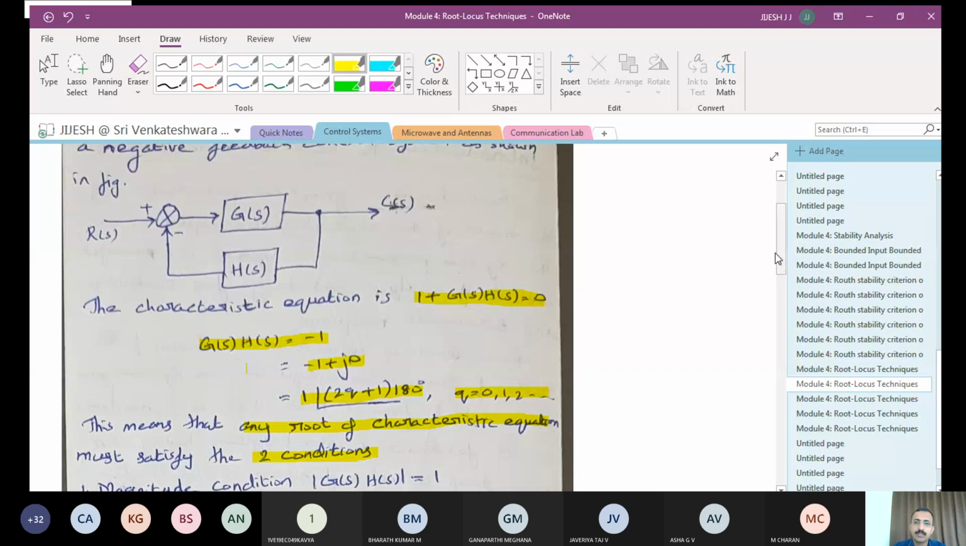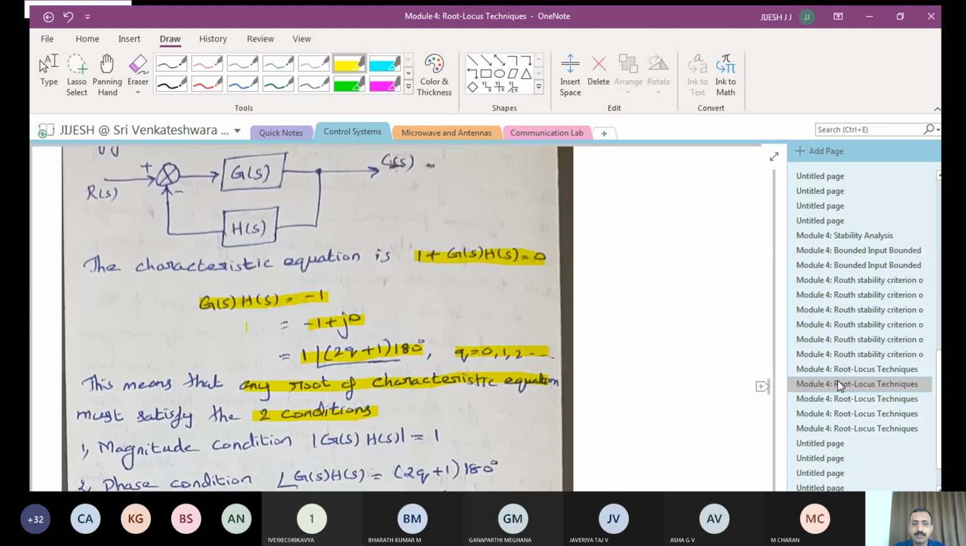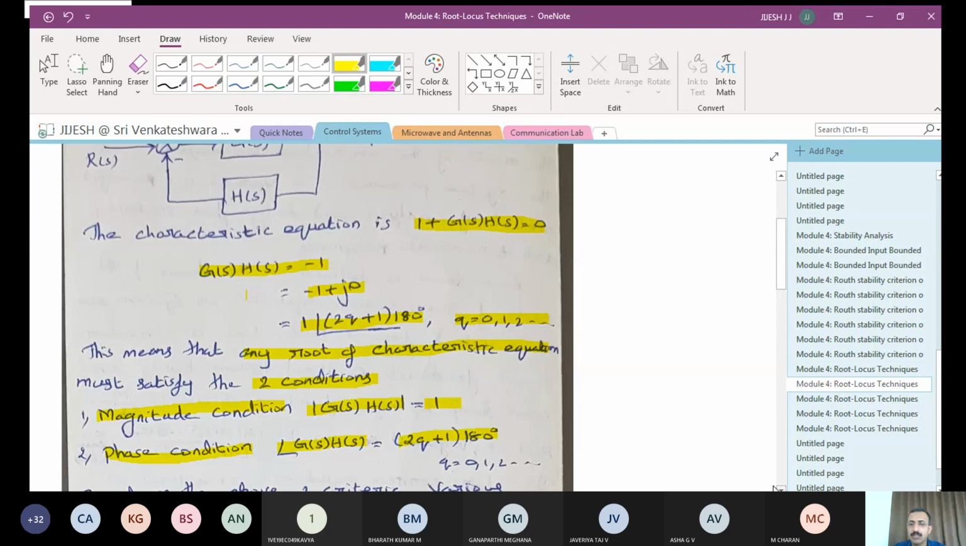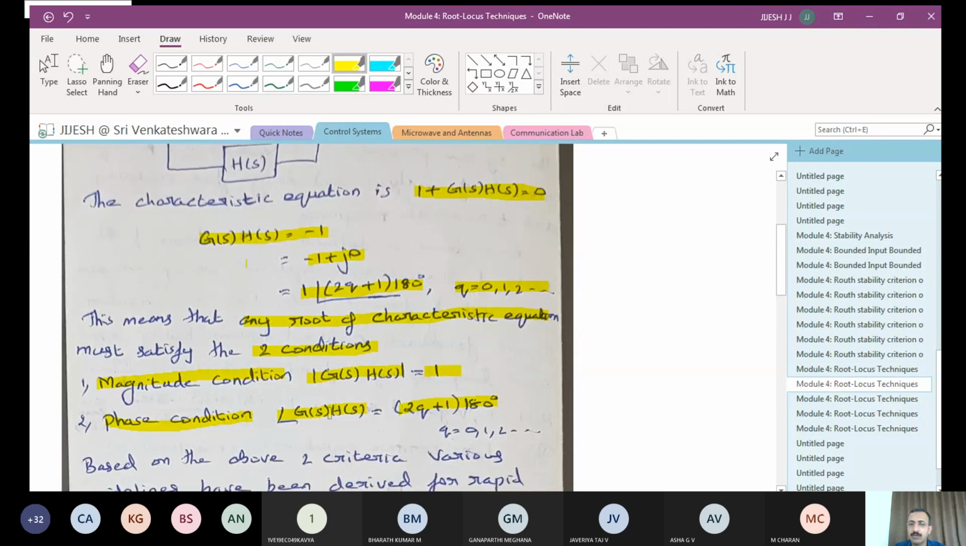So we will see what the two main conditions are that any roots of the characteristic equation must satisfy. So what are those conditions? The first one is the magnitude condition, where the modulus of G of S H of S has to be equal to 1, and the next one is the phase condition. That is, the angle of G of S H of S has to be (2q plus 1) into 180 degrees, where q is equal to 0, 1, 2, 3, etc. So this has to be satisfied.